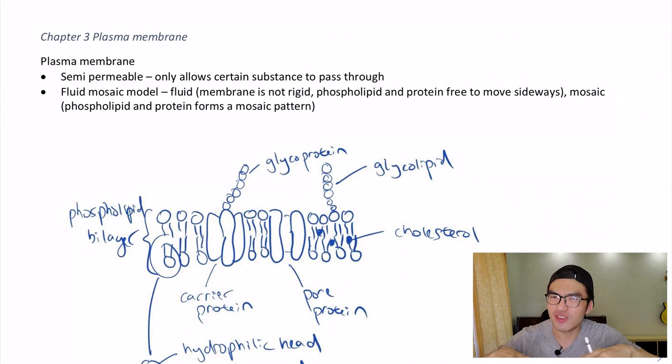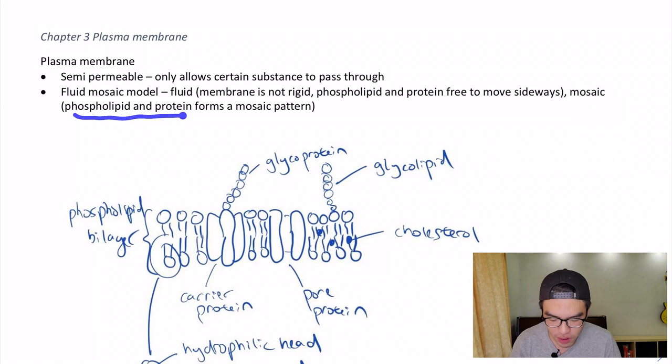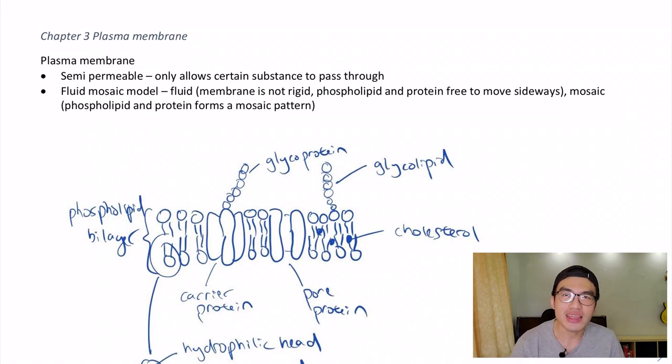You know what is tile? Your tiles on your floor, when the phospholipid and the protein are arranged together, they sort of look like mosaic. So we call it mosaic model. Phospholipid and protein form a mosaic pattern. Questions like these usually carry 2 marks. 1 mark for the fluid, 1 mark for the mosaic.